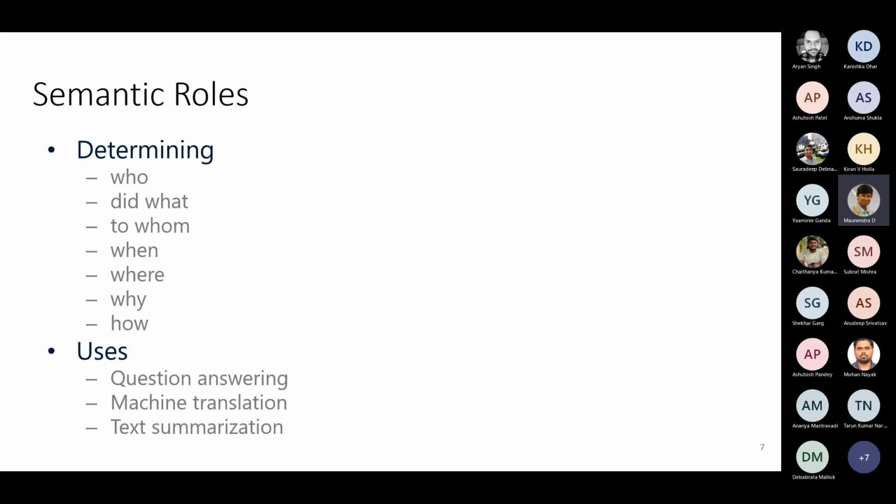Now, my question to you is, have you seen something similar where we try to identify these kinds of answers to these questions from a given sentence? Have you seen any cases earlier?